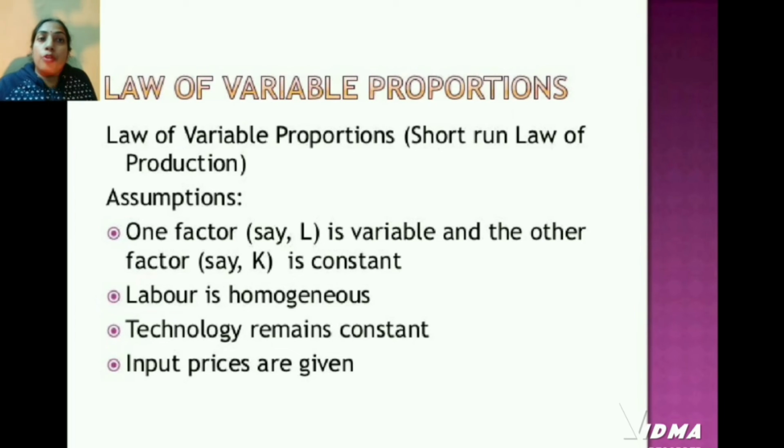Now, what is the law of variable proportions? Law of variable proportions, or we can say short run law of production. The assumptions are one factor is variable, other factors are constant. Labor is homogeneous, technology remains constant, input prices are given. So in the short run, we can increase 1 unit of the variable to bring out the additional production, or we can say increase in the output.